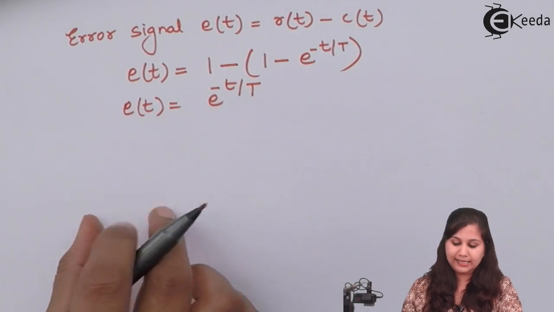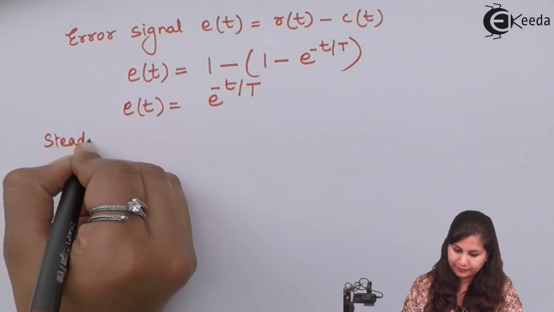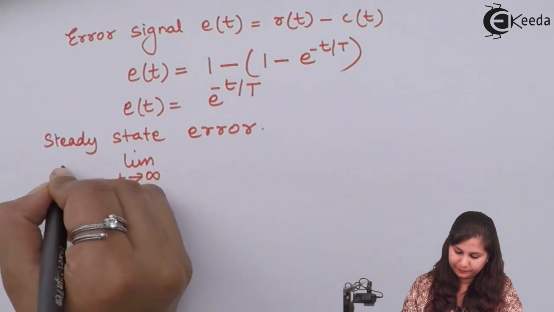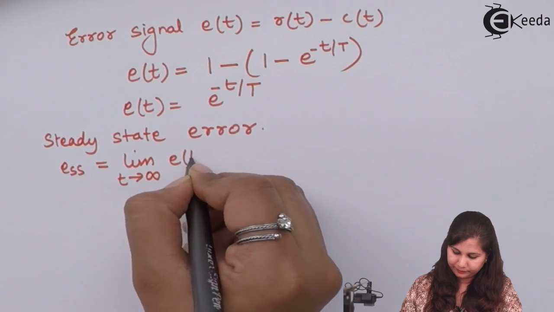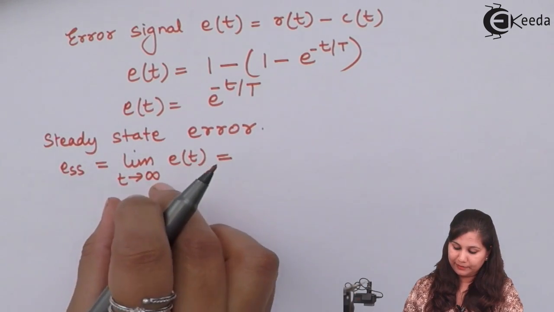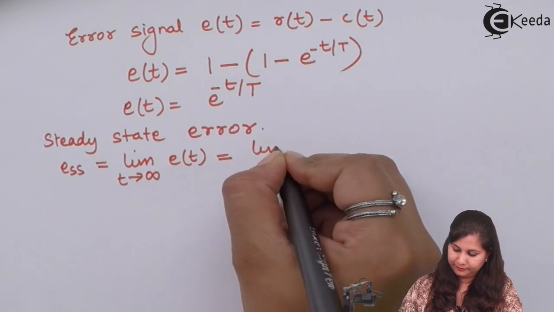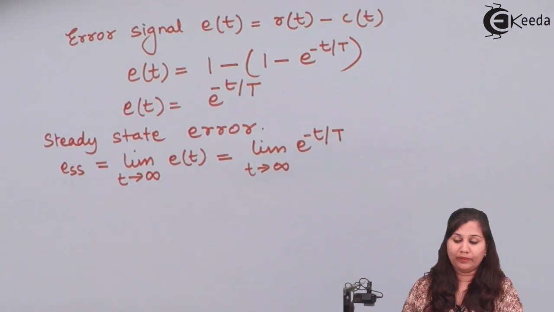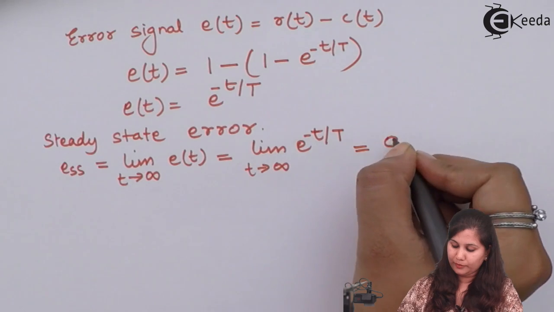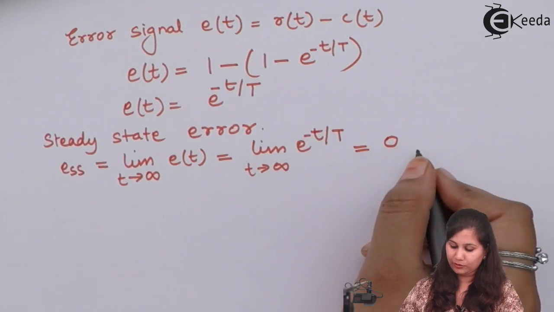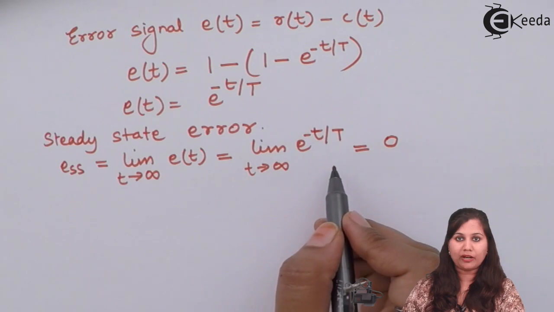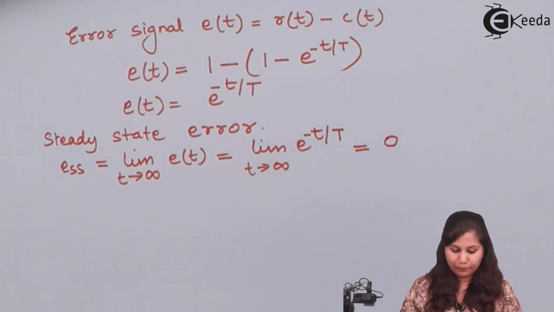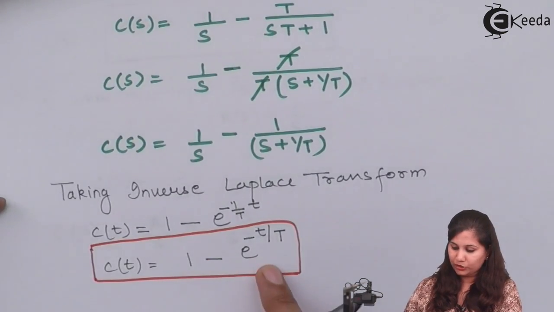Now if we calculate the steady state error, so steady state error is limit t tends to infinity E(t). So we are going to apply this limit t tends to infinity on this error signal. So when we apply the limit, its value will be 0 because e raised to the power minus infinity is 0. So steady state error for the unit step function first order control system is coming out to be 0.